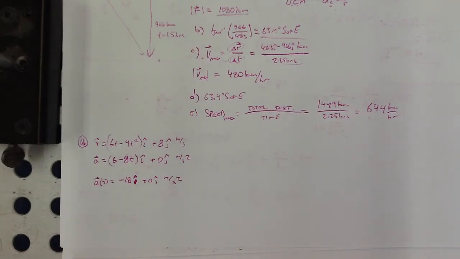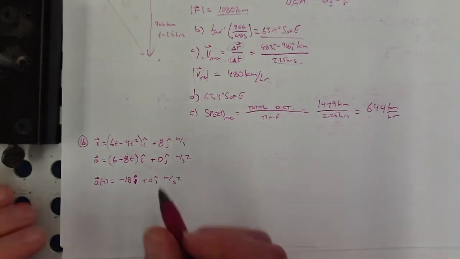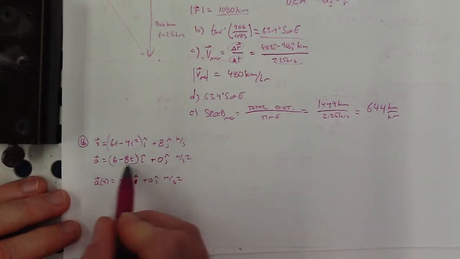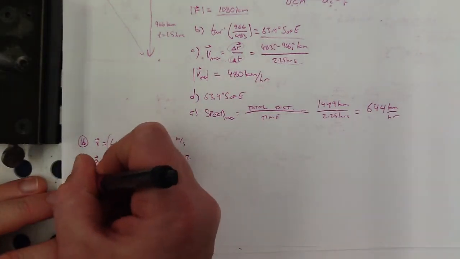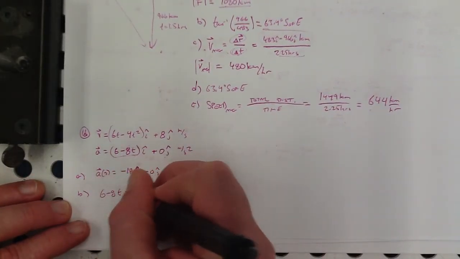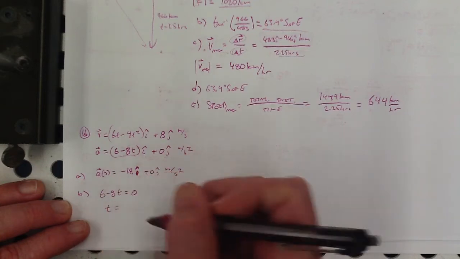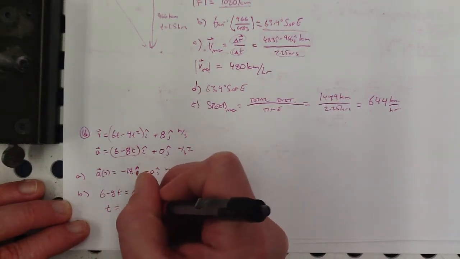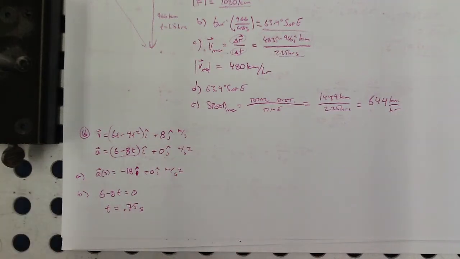And for part B, oops, sorry, I'm looking at the wrong problem there. When, if ever, is the acceleration equal to 0? Well, for the acceleration to be 0, that means the magnitude is 0, which means both components have to be 0. Well, this is always 0. So is that ever equal to 0? Sure. That's equal to 0 at t equals 0.75 seconds. So that's the answer for that.